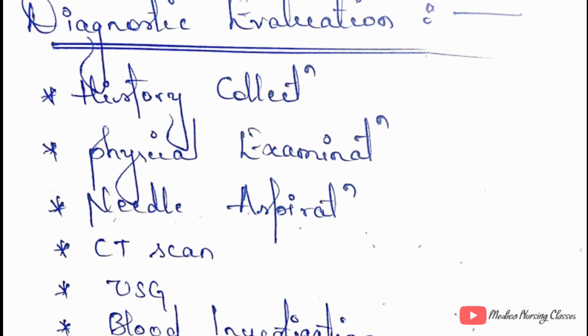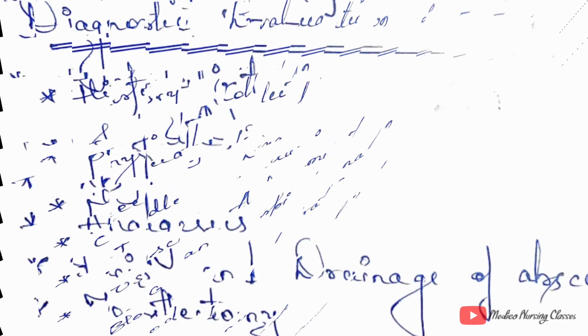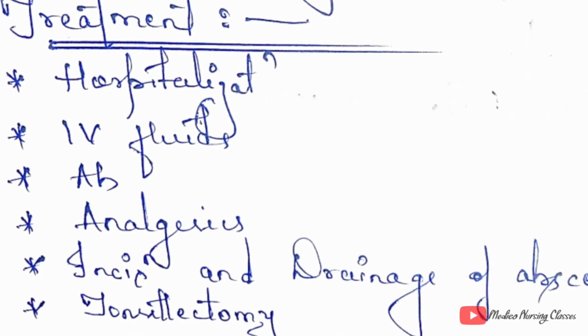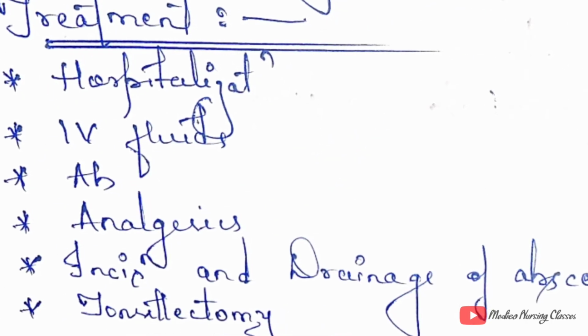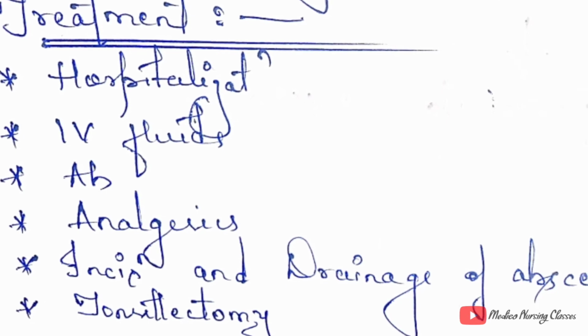So now let us move on to the diagnostic evaluation of the peritonsillar abscess. In diagnostic evaluation, we need to take the history, and then a physical examination should be done, and then needle aspiration, CT scan, USG, which means ultrasonography, and then blood investigations. These are all the diagnostic evaluations which are done for the peritonsillar abscess.